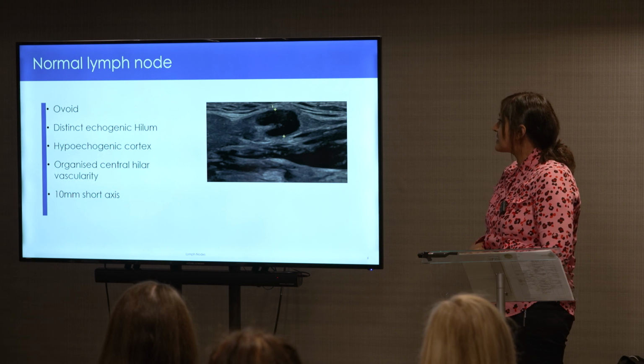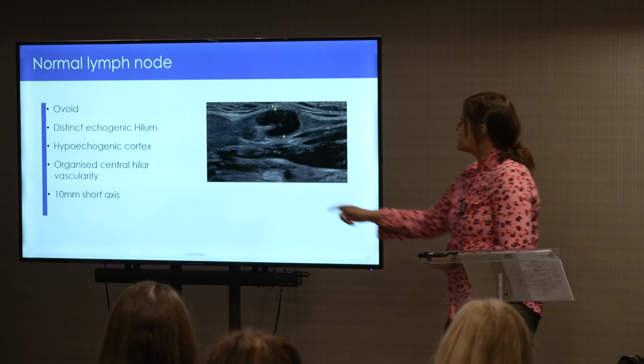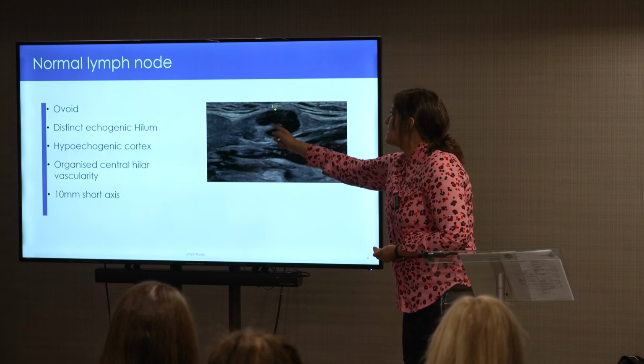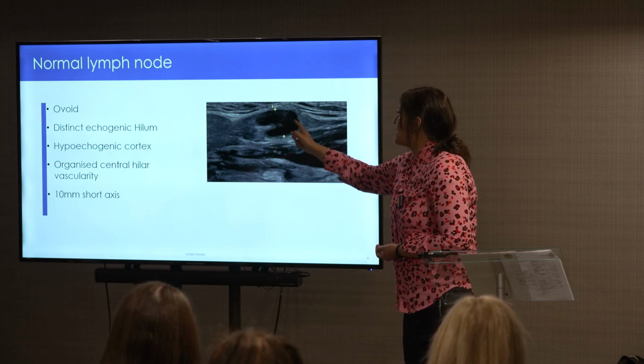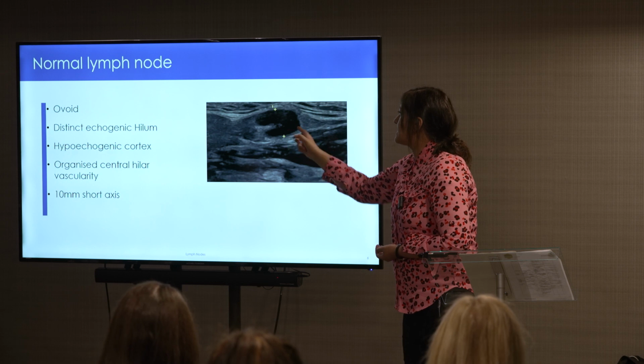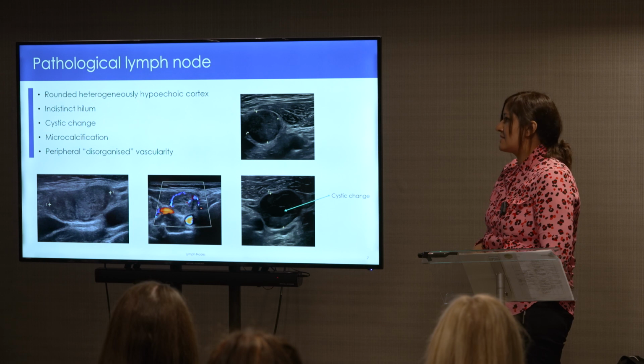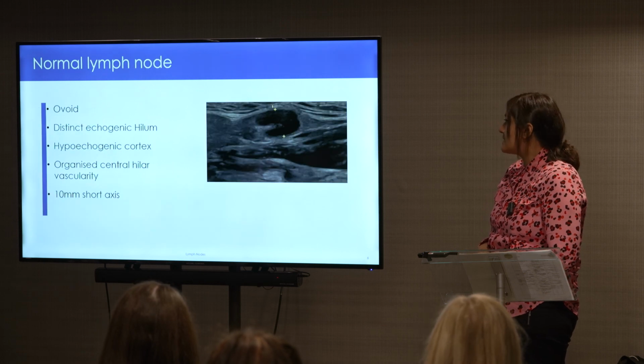If you were to put the vascular Doppler flow on, you'd want to see an organised hilar vascularity going through that hilum rather than a disorganised one that might just go around the lymph node or inside, which I'll show you an example of. And normally 10 millimeters is our cutoff, as I've mentioned.